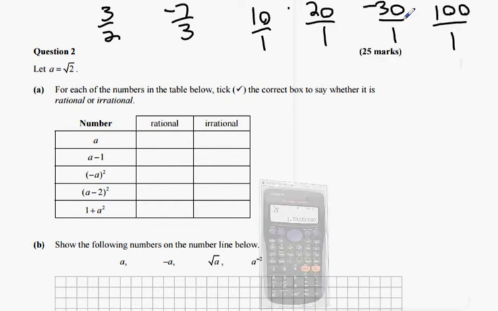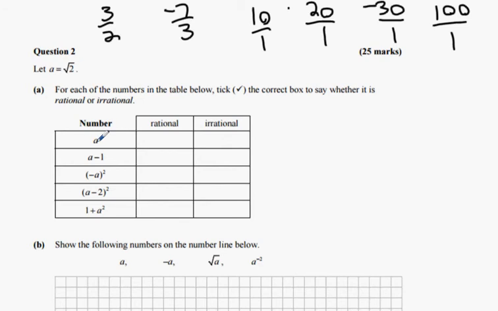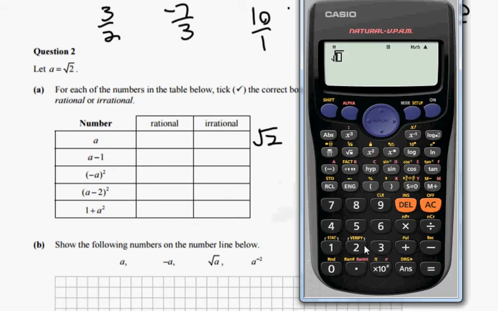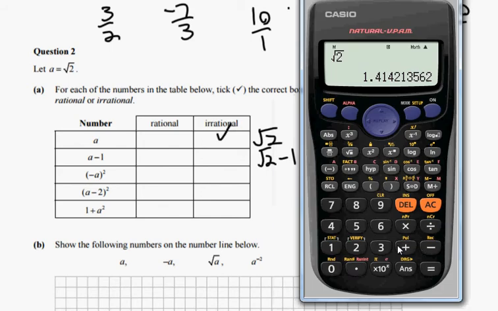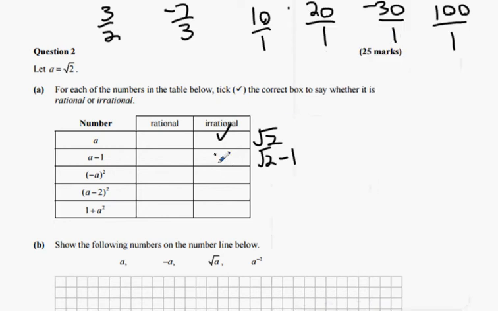Now what we're asked in this question is the following. We're told that a equals root 2. So first of all, is root 2 rational or irrational? It's irrational. You put it in the calculator, there's no pattern, no recurring decimal, it's irrational. Next one, root 2 minus 1. That number take away 1, and make sure the 1 is outside it. Is there any pattern there? No. So it's also irrational.